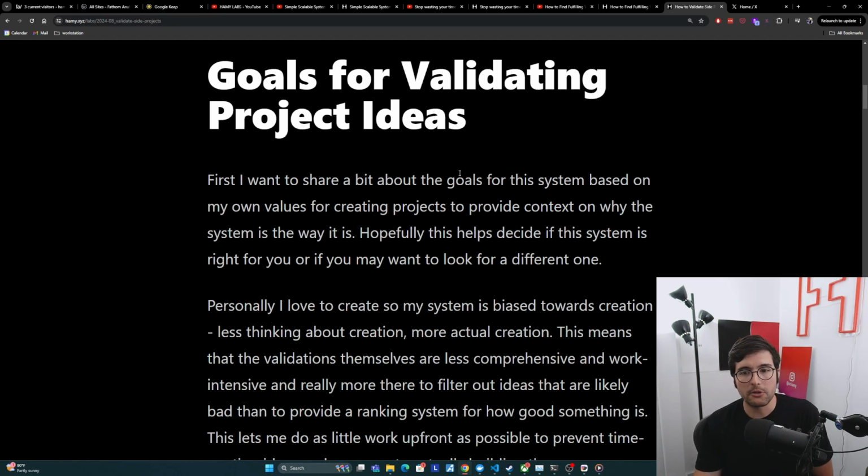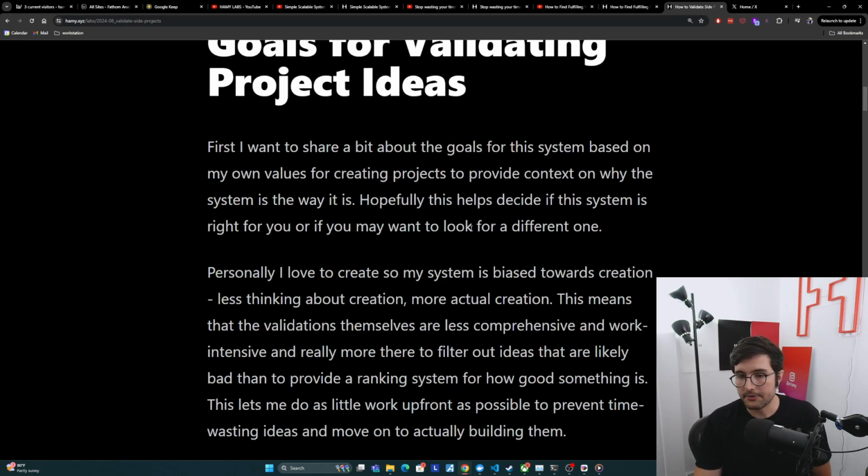And so I want to share a little bit about the goals of the system based on my own values for creating projects to provide context on why the system is the way it is. Hopefully this helps you decide if the system is right for you, or if you might want to look for a different one. Now, personally, I love to create, so my system is biased towards creation.